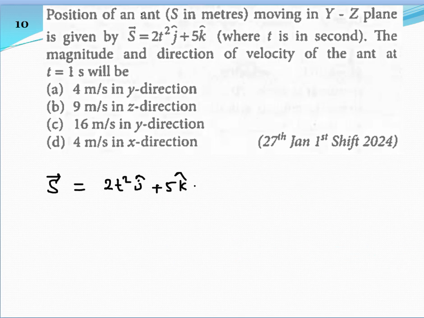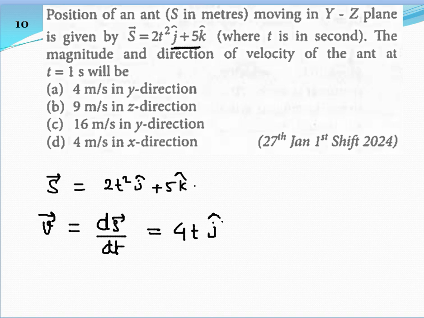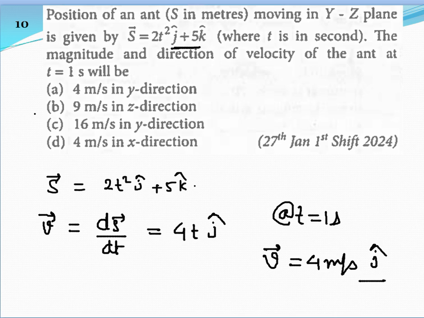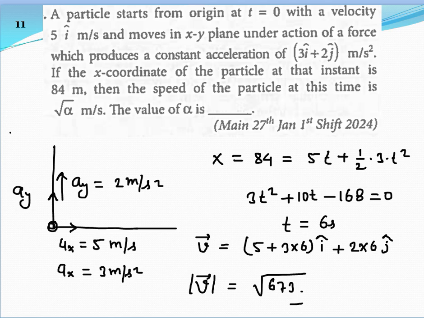Come to the next, the position of an object moving in the YZ plane is given. Find the magnitude and direction of velocity. So for velocity, I will simply differentiate, ds by dt, and the differentiation comes to be 4t j cap. At t equal to 1 second, the velocity becomes 4 meter per second along positive y. So the answer is 4 meter per second in y direction. Come to question number 11.